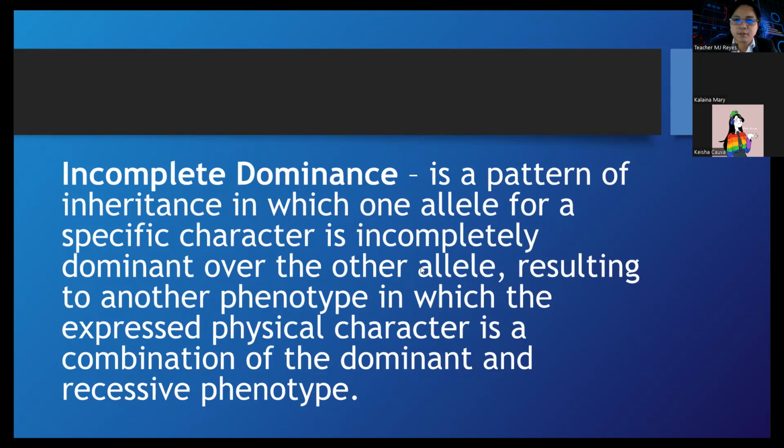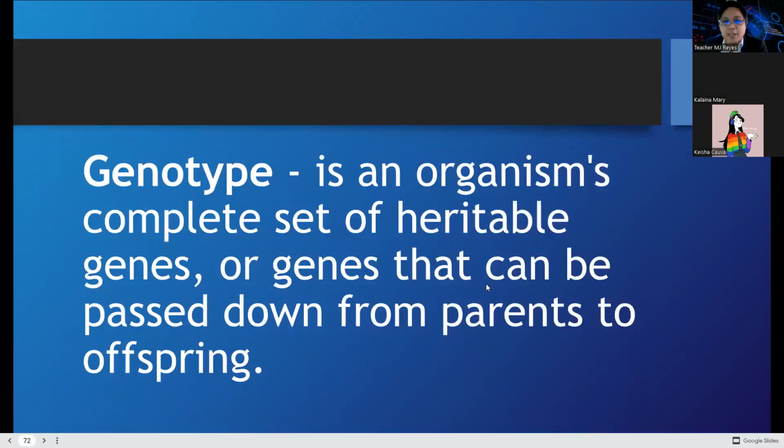Okay, let's take a look at this one. Genotype. Genotype is an organism's complete set of heritable genes, or genes that can be passed down from parents to offspring. The complete set of genes is called the genotype. Okay.